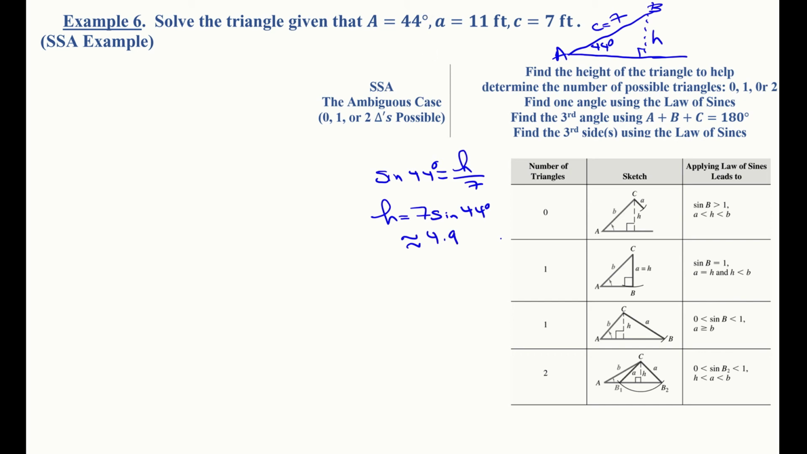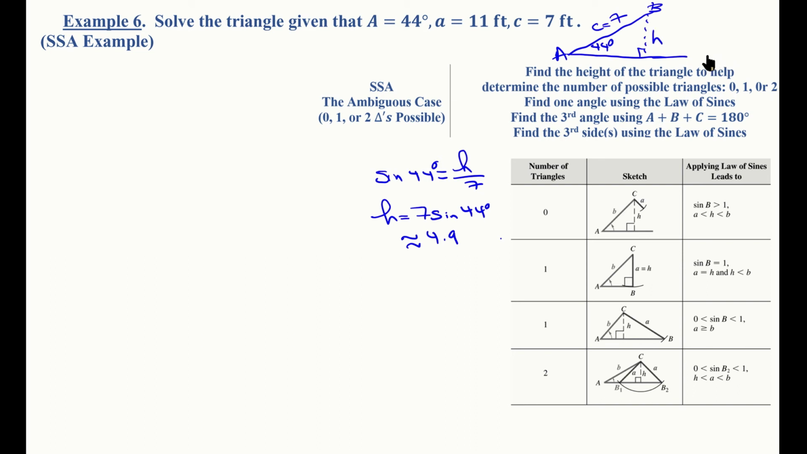Now, notice that the side opposite A is 11. So there's no way it can swing this way, correct? Because this is only 7 itself. So this time there's only going to be one angle possible. So we will see another reason why that's the only possibility in a minute, but just intuitively speaking, you can see this is going to be a one triangle situation.